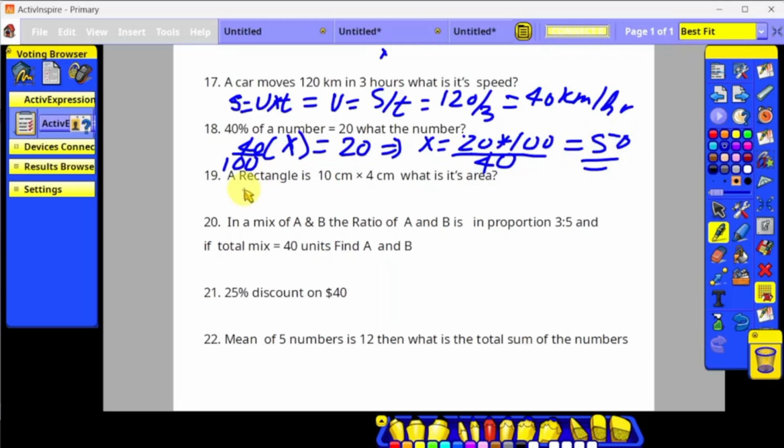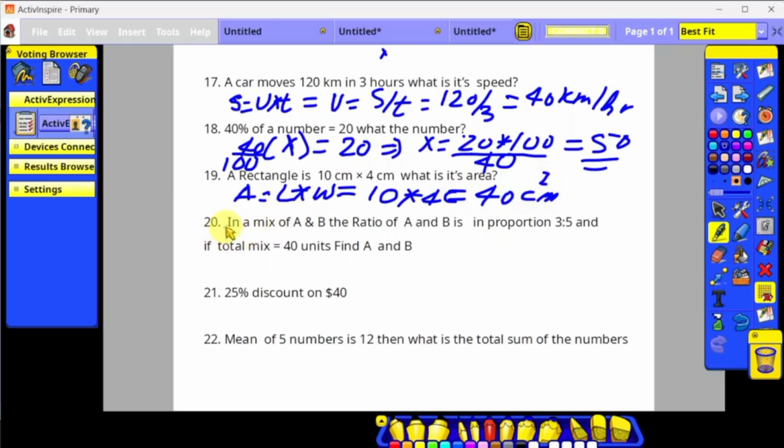The next question says a rectangle is 10 centimeters by 4 centimeters. What is its area? The area of a rectangle is given by area equals length times width. The length is 10 and the width is 4 centimeters, which is equal to 40 square centimeters.